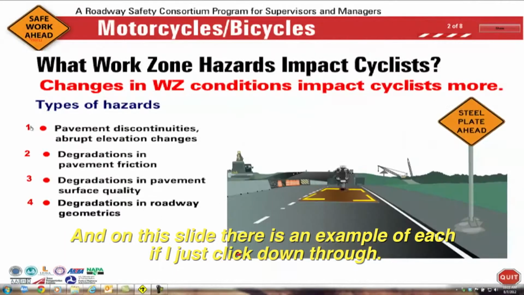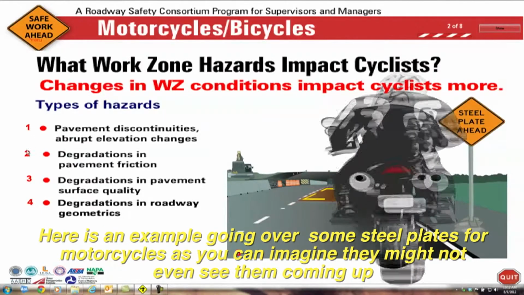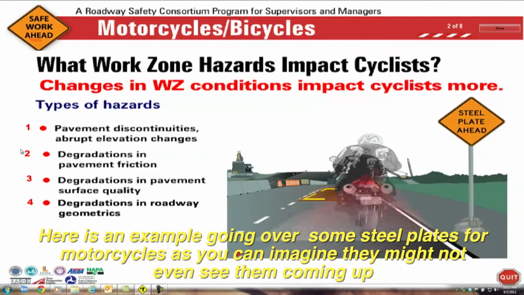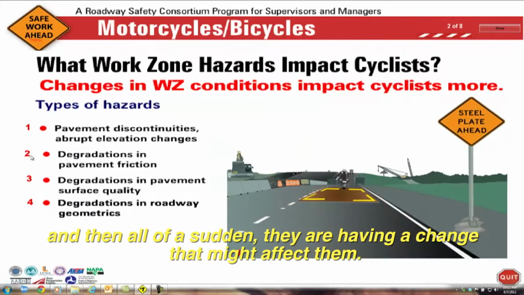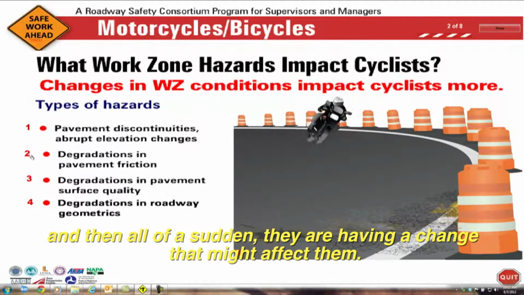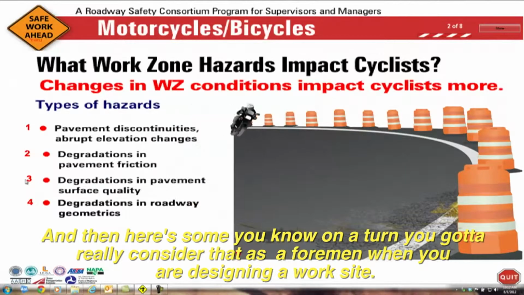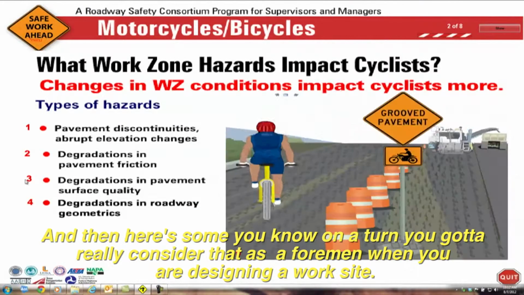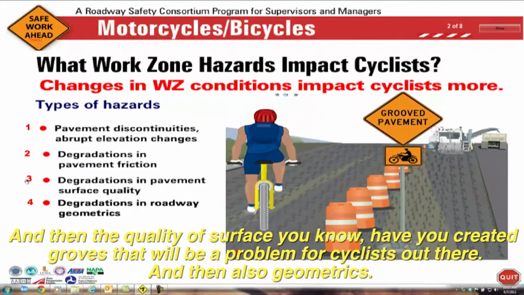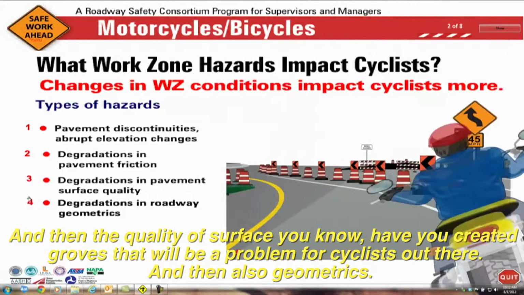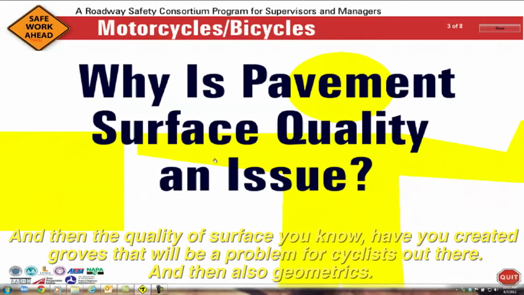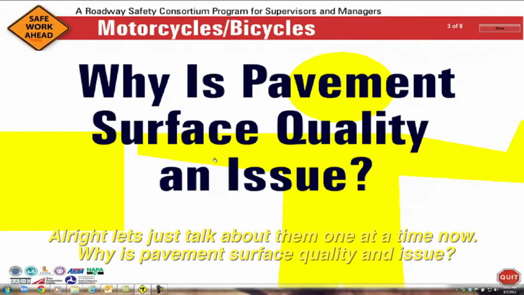On this slide, there's an example of each. If I click down through, here's an example of going over steel plates on a motorcycle. As you can imagine, they might not even see them coming up, and then all of a sudden they're having a change that might affect them. Here's another on a turn. You've got to really consider that as a foreman when you're designing a work site. And then the quality of the surface: have you created grooves that will be a problem for cyclists out there? And then also geometrics. All right, let's talk about them one at a time now.